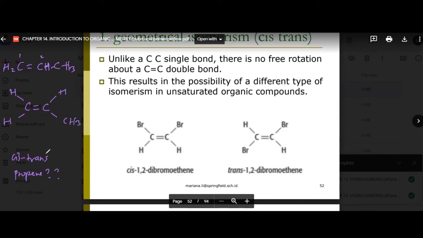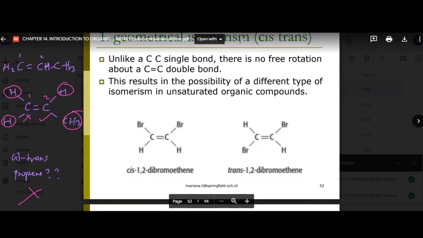Okay, the answer is there is no cis trans isomerism. Once again, two same groups at the C double bond do not fulfill the requirement for cis trans isomerism. But for the second C, this is different, this is okay, but for the first C, it does not fulfill the requirement. So there is no cis trans isomerism in propene.